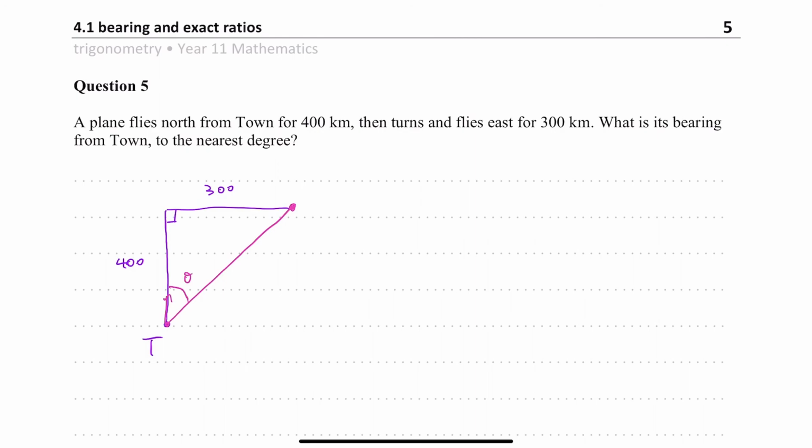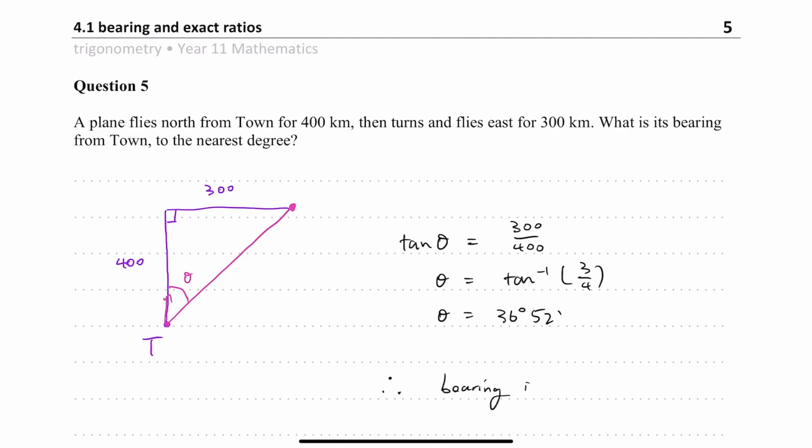We have opposite and adjacent, so let's use tan. Tan theta is equal to 300 over 400. Theta equals tan inverse 3/4, which gives us 36 degrees and 52 minutes. So therefore, they want the nearest degree. So the bearing is 037 degrees.